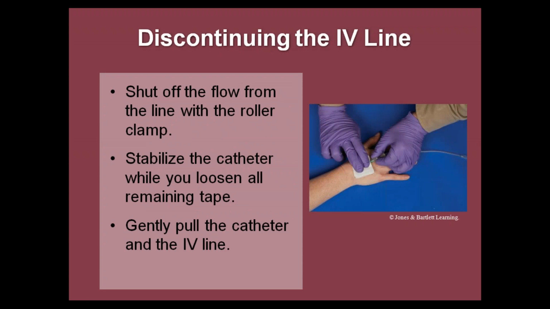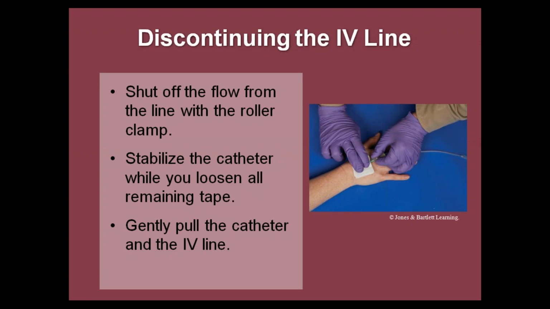Discontinuing the IV line is a matter of just shutting off the line. You use the roller to clamp the line shut. Stabilize the catheter. You need to pull all the tape. And when you pull tape off that patient's arm, hand, leg, foot, ankle, EJ, whatever, make sure that you are holding the catheter in place so as you pull the tape, the Tegaderm, you don't just pull that IV catheter out and all of a sudden blood and things come flinging around. I've seen that happen by accident and it can get messy. You want to stabilize the catheter while you loosen all the tape, gently pull the catheter and the IV line.